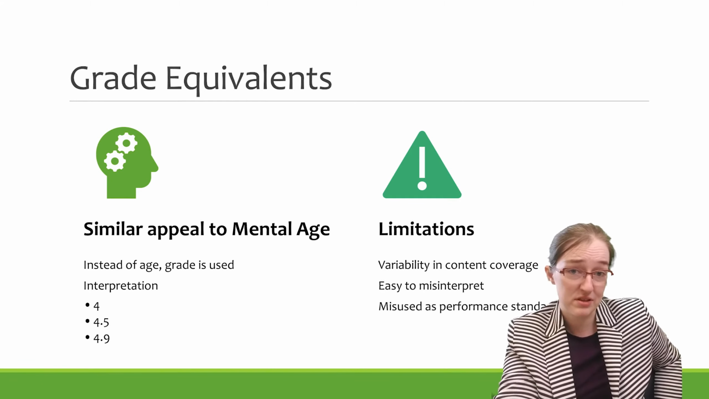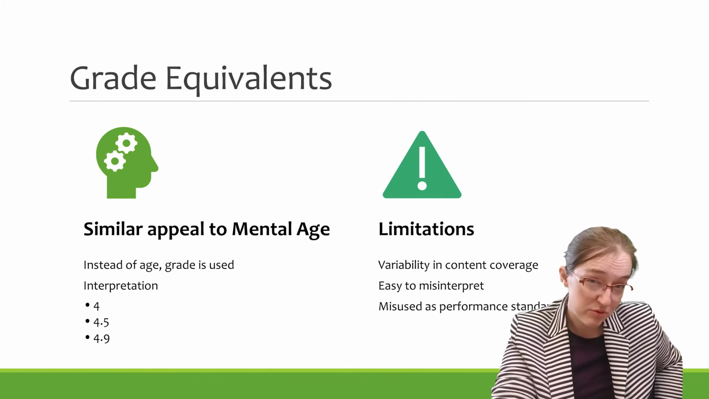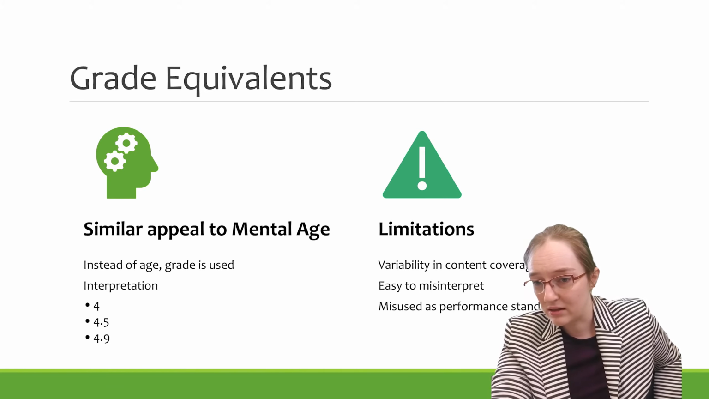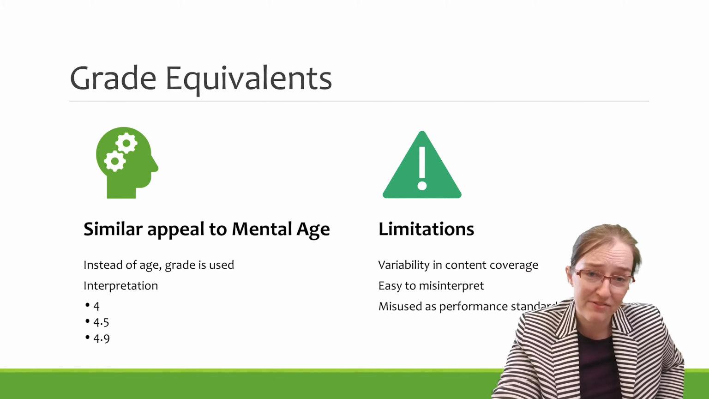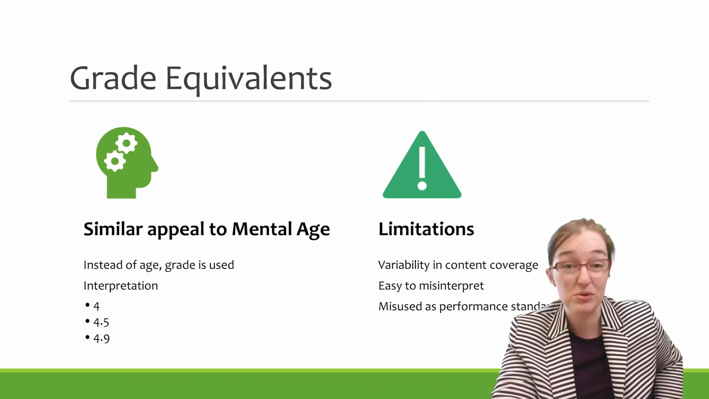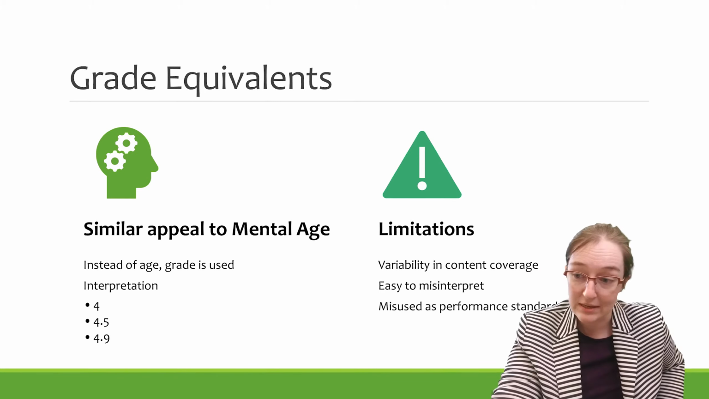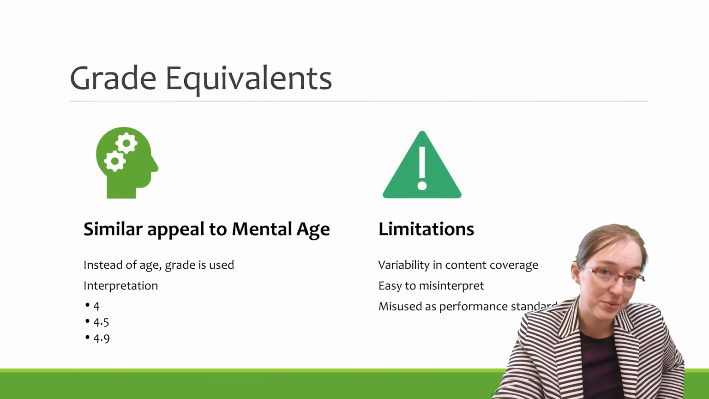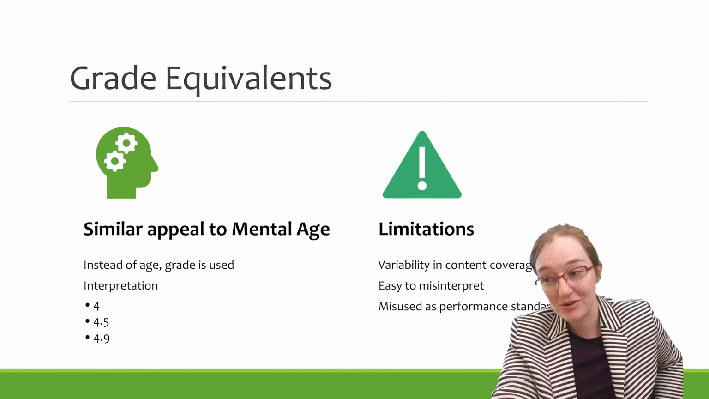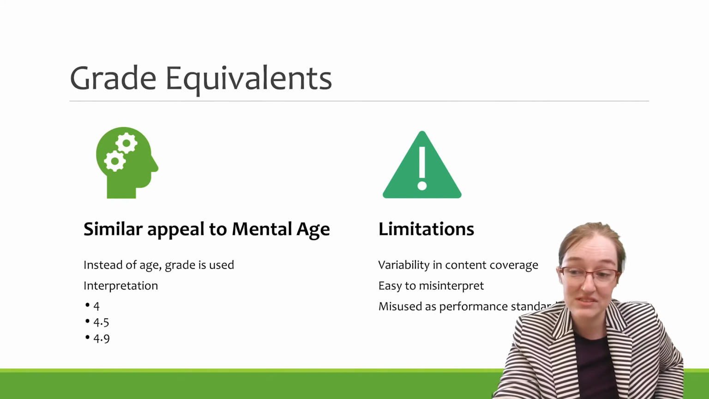So, interpretation of the 3 I've got on the slides. A 4.0 is the average performance of a 4th grader at the start of the school year, while 4.5 is at the 5-month mark, so about halfway through the school year. 4.9 is almost done. We're a month away. It's May.